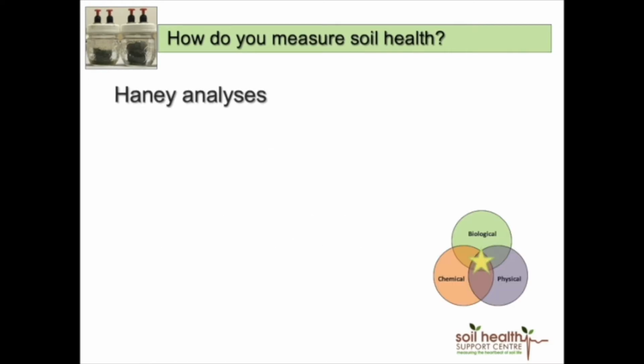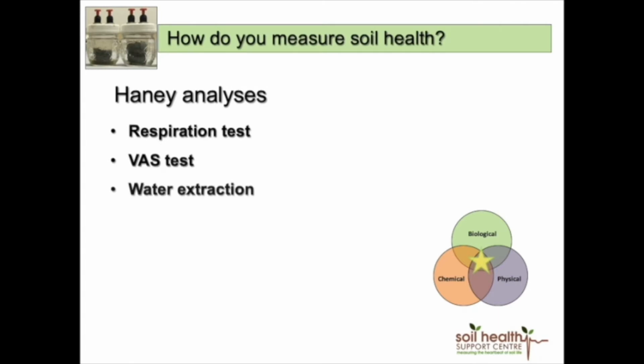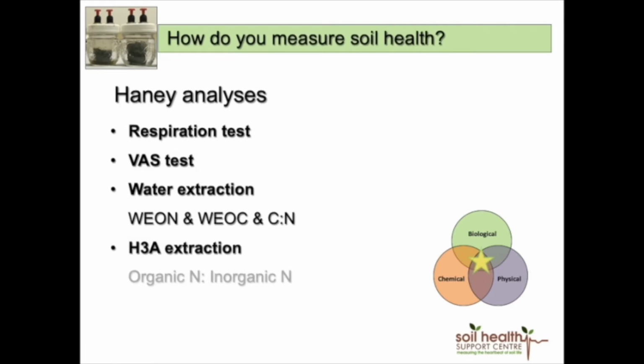The Haney analysis combines the results of different tests to answer these questions. You have the respiration test, which measures carbon dioxide that's produced by the microbes in your sample in 24 hours. There's the volumetric aggregate stability test that measures the aggregation. The water extraction test measures the water-soluble nutrients. And you have the H3A extraction reaction which mimics the nutrient exchange in the root zone.